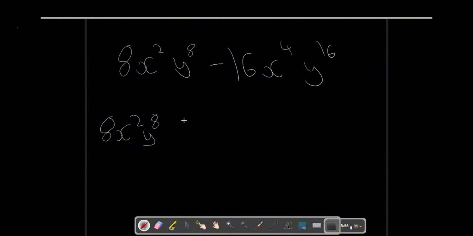So we find what's common, then in the brackets we divide the top expression by our common factor, of the two expressions. So we do 8 divided by 8, they cancel each other out, so you don't write it. Then x squared divided by x squared, they cancel each other out, we don't write it. Y to the power of 8 divided by y to the power of 8, they cancel each other out, we don't write it.